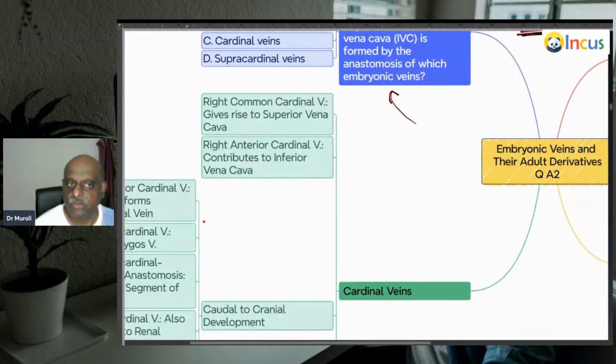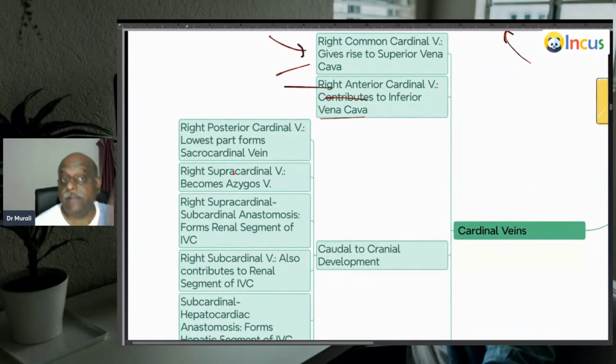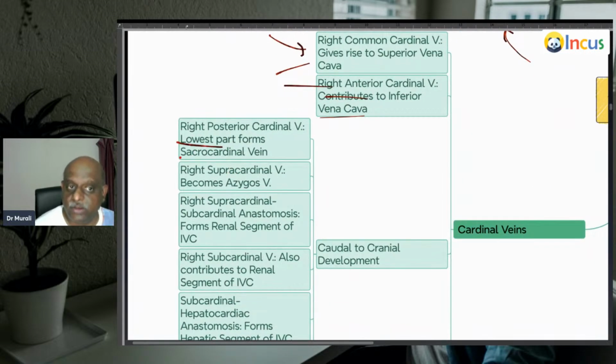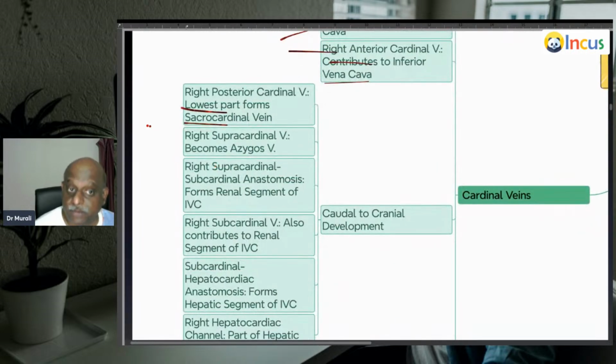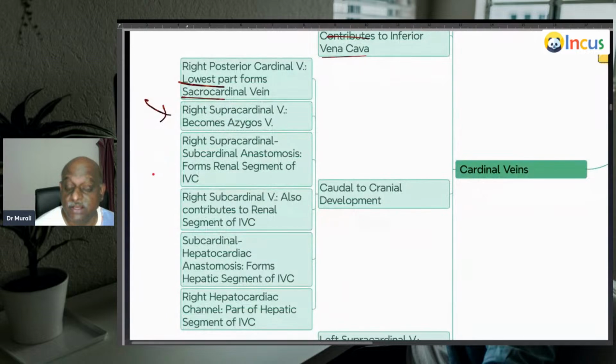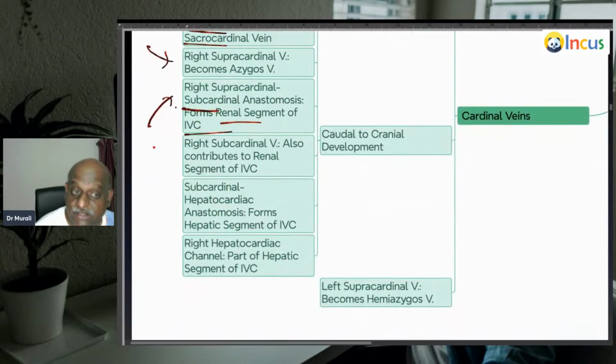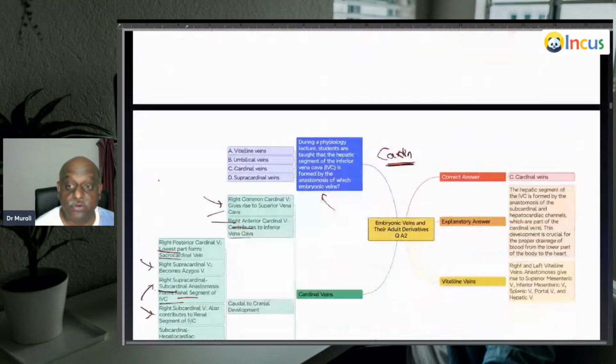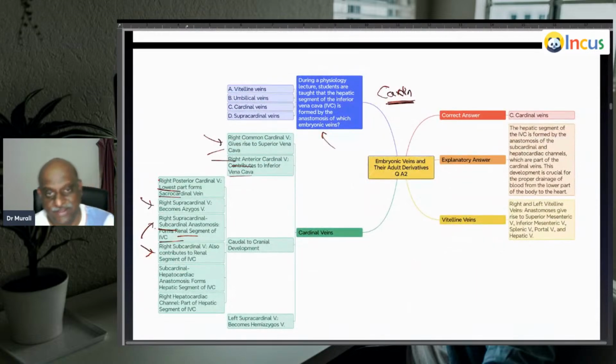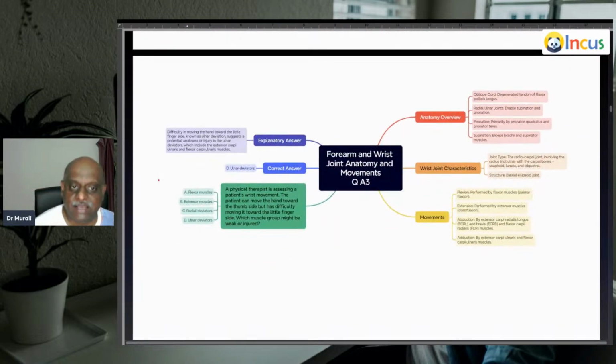You should know the right common cardinal vein gives rise to the SVC. Right anterior cardinal vein contributes to the IVC. Right posterior cardinal vein is the lowest part, forming the sacrocardinal vein. The right supracardinal vein becomes azygos. Right supracardinal and subcardinal anastomosis form the renal segment of the IVC. The right subcardinal contributes to the renal segment of the IVC. So you should know the IVC formation, which is the favorite question of the examiner.